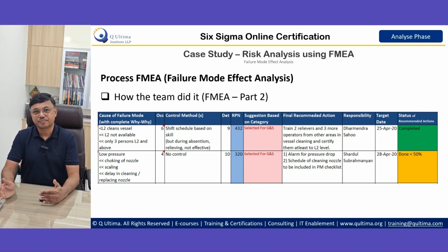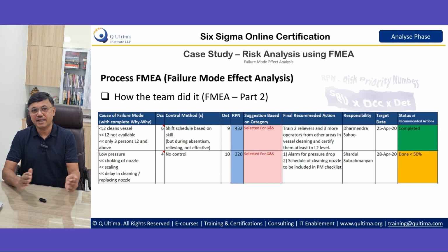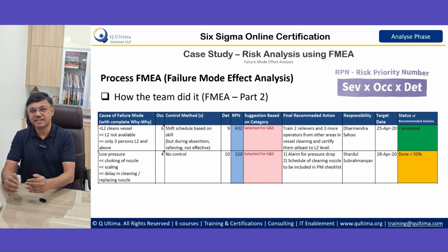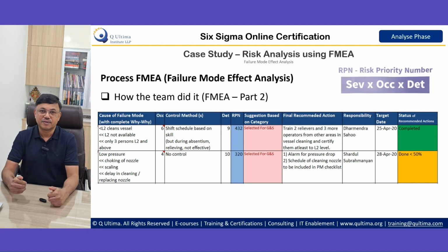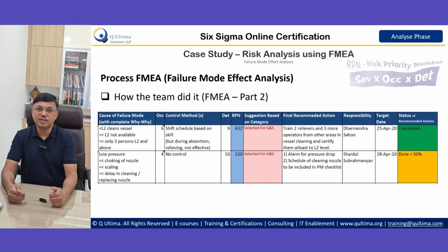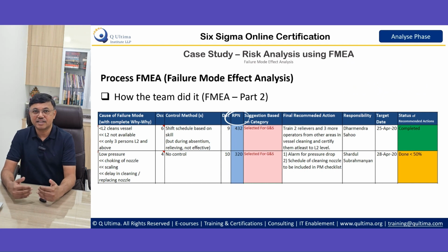Now, when you multiply severity, occurrence and detection, what we get is called the risk priority number. The risk priority number is very useful in categorizing the X's or the causes, which we will discuss in a subsequent video.